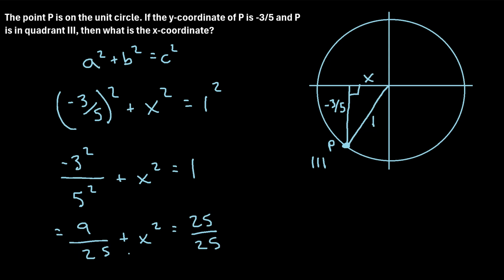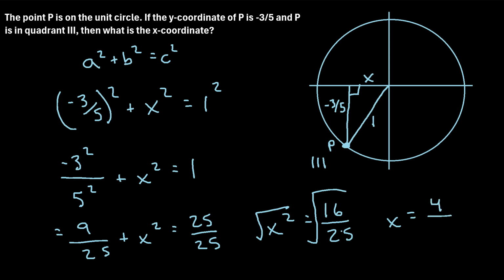So to solve for x squared, we can subtract 9/25 from both sides. So we get x squared is equal to 25 over 25 minus 9 over 25 is 16 over 25. And the last step is to solve for x, we can take the square root of both sides. So on the left-hand side, we get x is equal to, when you take the square root of a fraction, you can take the square root of the numerator and the denominator individually. So in other words, the square root of 16, that's 4, over the square root of 25 is 5.